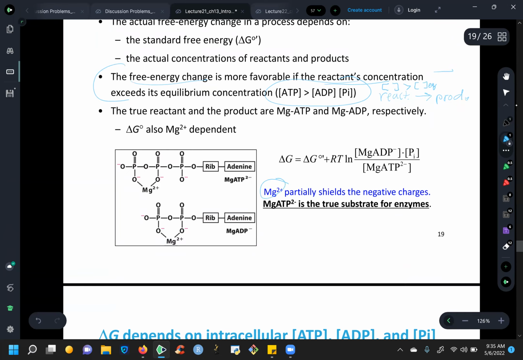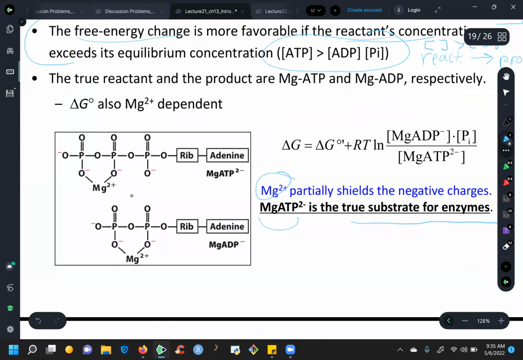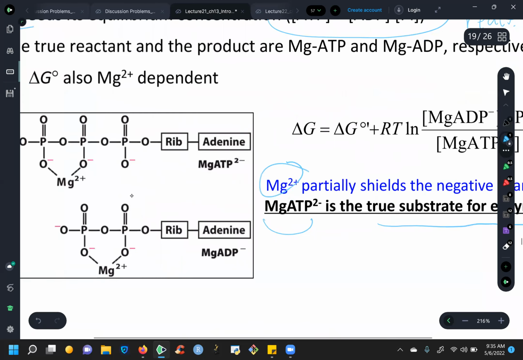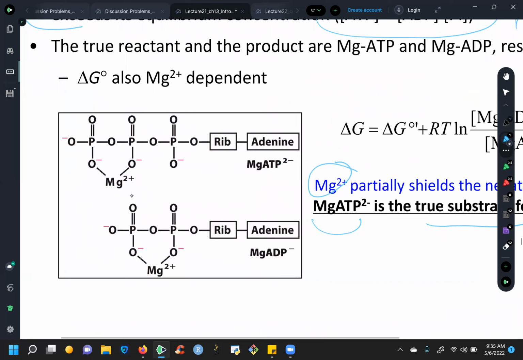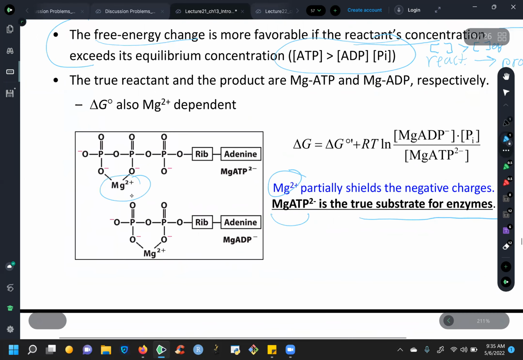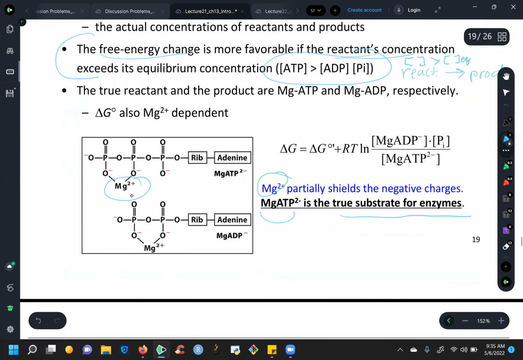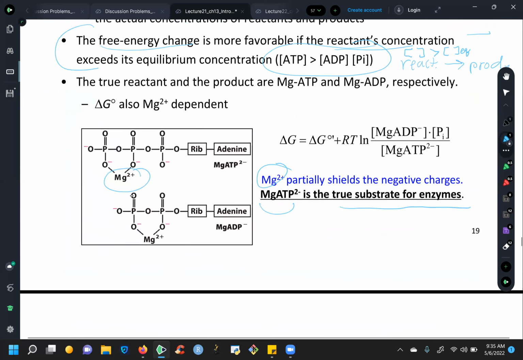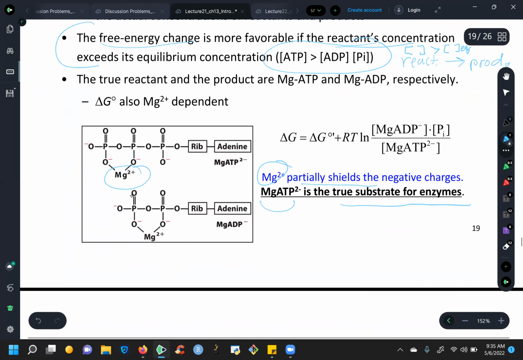Magnesium partially shields the negative charges. Magnesium ATP is a true substrate for enzymes. So if you look at phosphate, look at all of those negative charges on the oxygens. It's a very highly negatively charged molecule, and magnesium has 2 positive charges that help to stabilize that. I have seen on exams where they ask you specifically about magnesium and its role, okay? So it partially shields the negative charges.